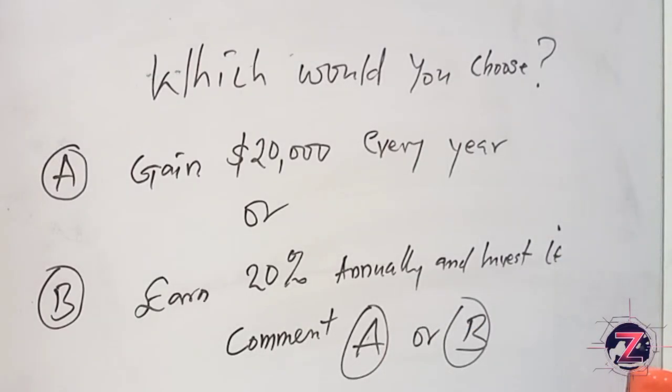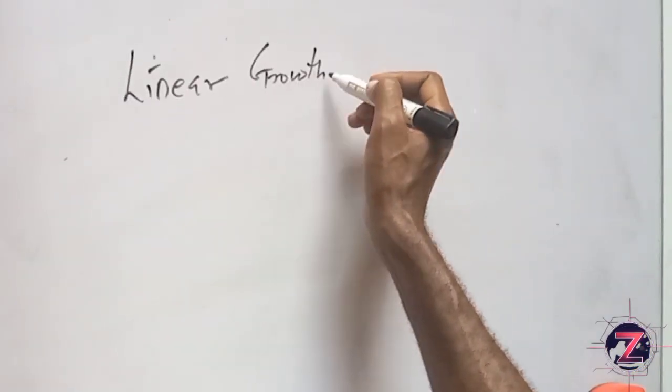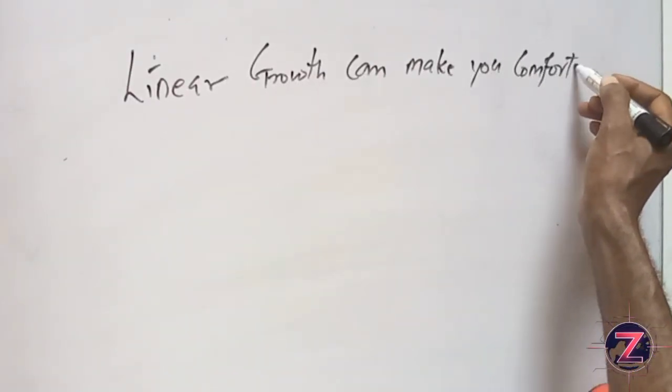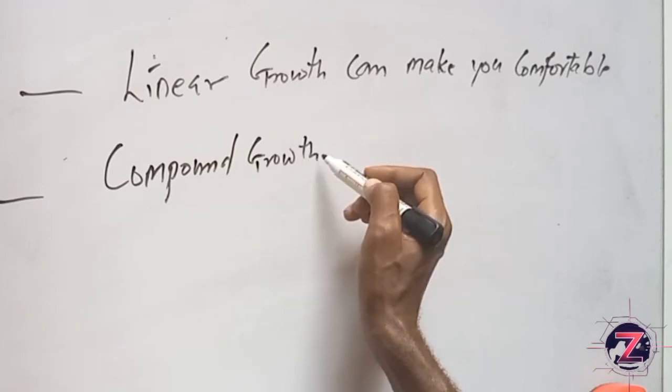Guys, linear growth can make you comfortable, but compound growth makes you wealthy.